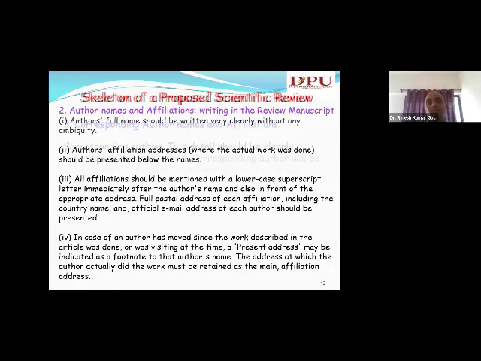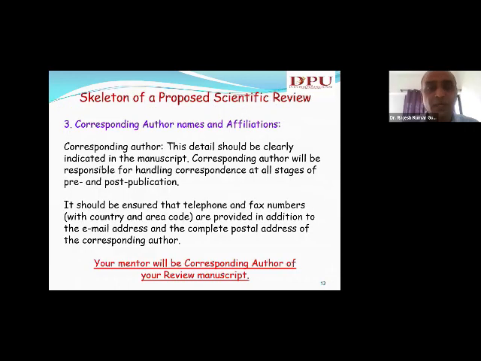Now coming to the corresponding author's name and affiliation. For the corresponding author, this detail should be clearly indicated in the manuscript. The corresponding author will be responsible for handling correspondence at all stages of pre and post publication. It should be ensured that telephone and fax numbers with country code and area code are provided in addition to the email address and the complete postal address of the corresponding author. So in our case, basically in our students' case, your mentor will be the corresponding author of your review manuscript.